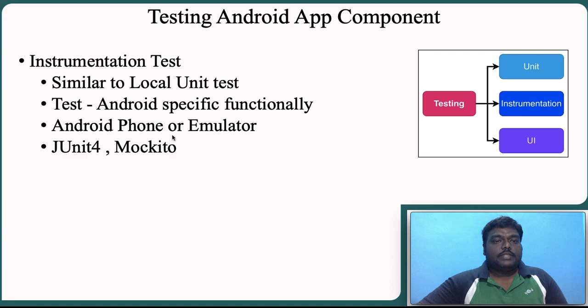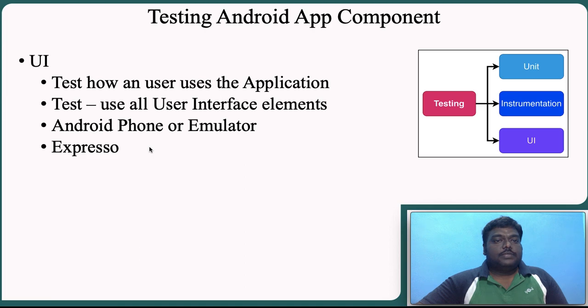Next one is instrumentation testing. It is similar to local unit testing, but this test will be performed either on an Android phone or in the emulator. Android-specific functionality will be tested with the help of instrumentation testing. Here we have to use JUnit 4 instead of JUnit 5 because JUnit 5 will not support instrumentation testing up to the mark, and also we can use Mockito.